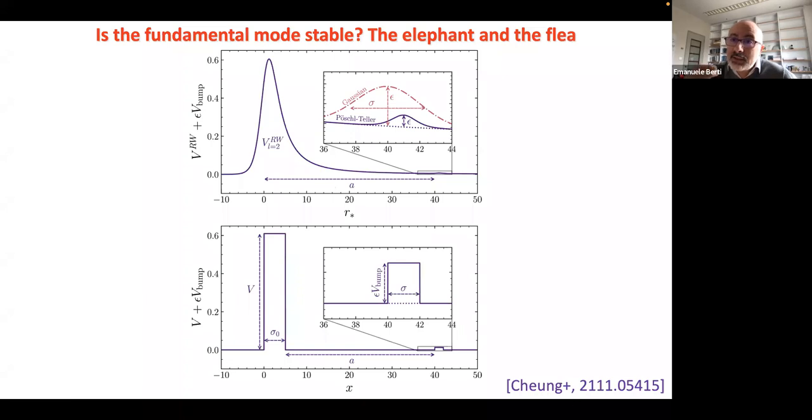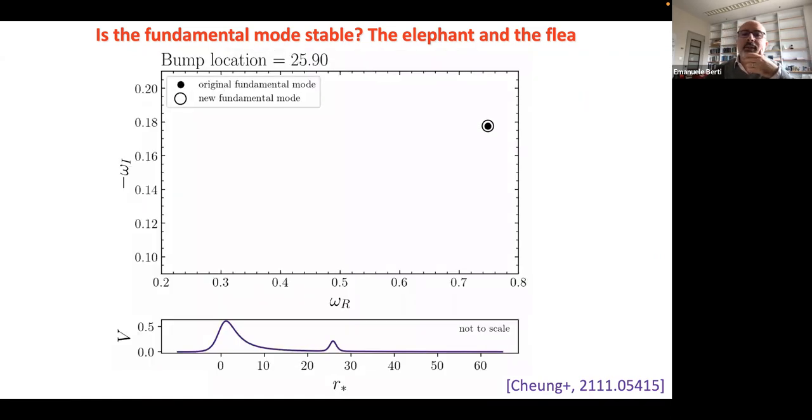And can we destabilize the fundamental mode as well? What we find is similar to results that had been obtained earlier with a simple two-square barrier potential. In fact, this problem is well known in quantum physics, and it is called the elephant and the flea within that context. So let me show you what happens to the spectrum. I have a nice animation here.